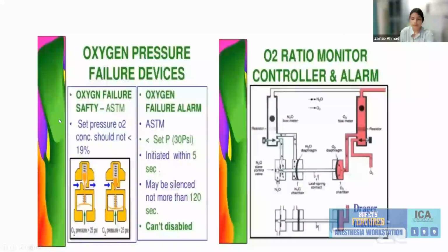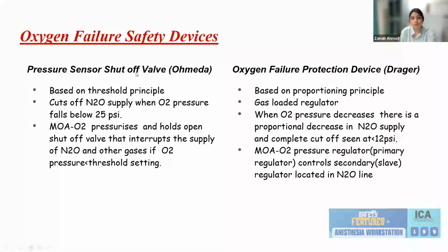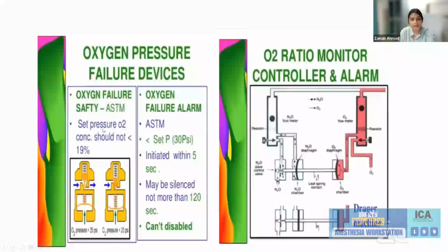The oxygen pressure sensor shut-off valve is based on the threshold principle, whereas in Drager, the oxygen failure protection device is based on the proportioning principle. It is basically the slave mechanism which we read in the books. Whenever this pressure falls below 25 psig, so this is a diaphragm, the oxygen enters through this valve. This moves the shut-off valve away, and the nitrous is allowed to go. Whenever the oxygen pressure falls below 25 psig, it will close this valve, and the nitrous oxide will be shut off.